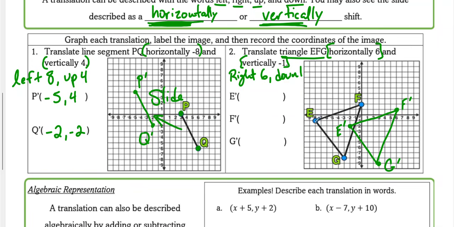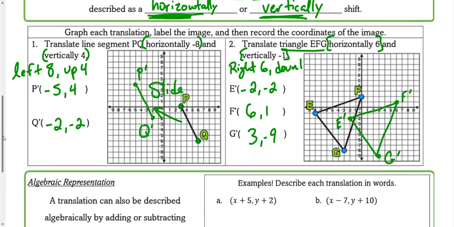All 3 points moved by the exact same amount, so we have the exact same triangle, it just slid over to the right. So E is at -2, -2. F is at +6, +1. And G is at 3, -9. All right, so that's when you're given verbal instructions on how to move your shape.